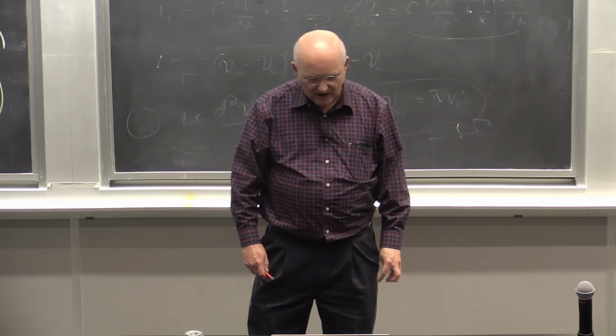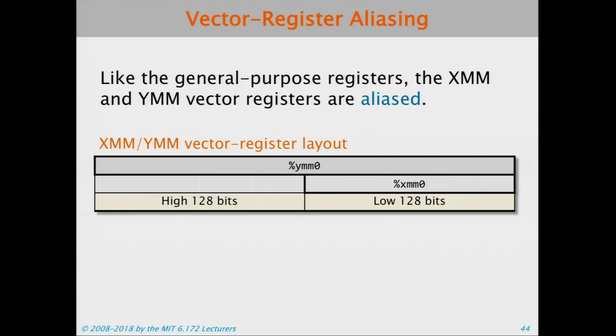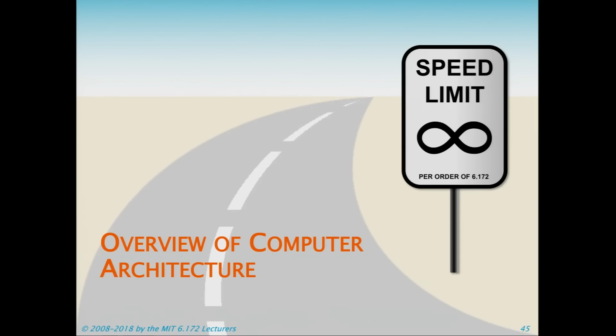Then in addition, they do this aliasing trick again, where the YMM registers actually alias the XMM registers. So you can use both operations, but you've got to be careful what's going on, because they just extended them. And now, of course, with AVX 512, they did another extension to 512 bits.